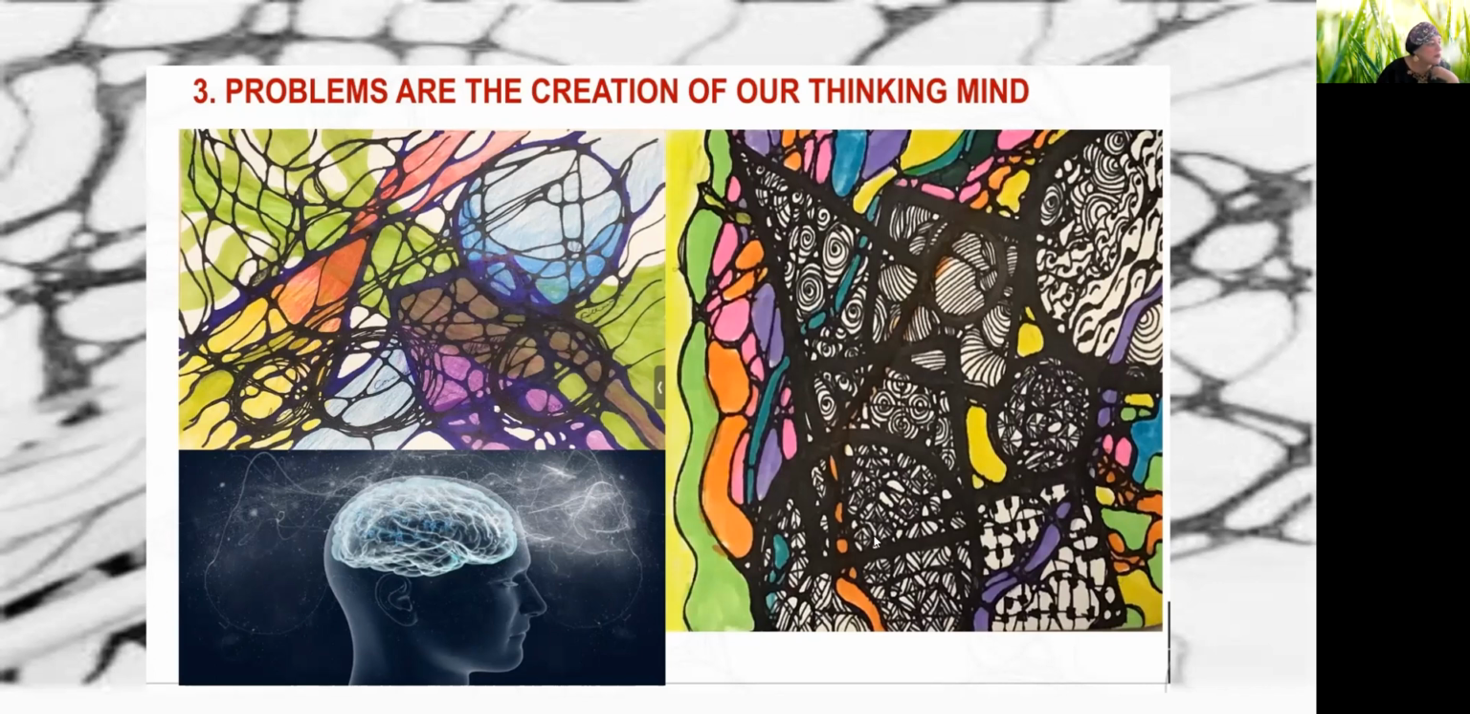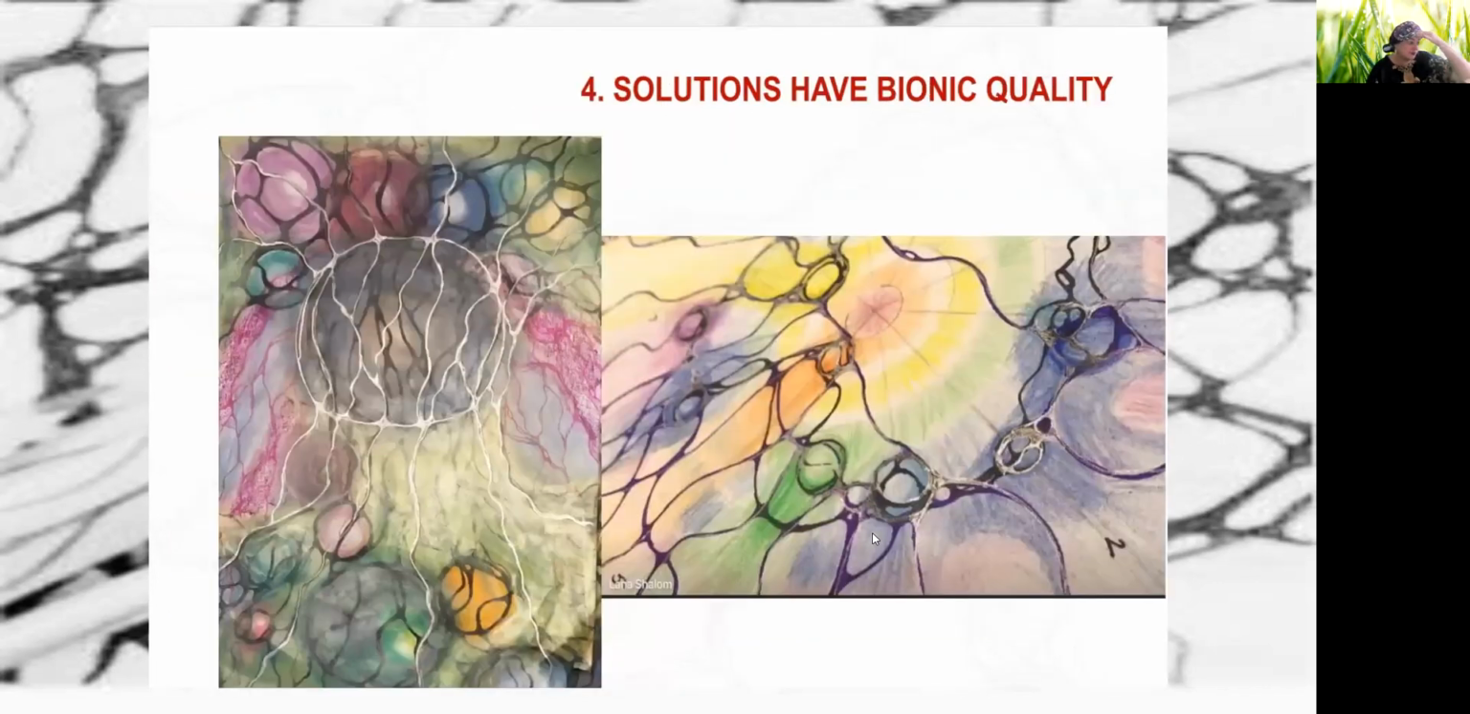Okay. And that will bring us to the next principle, which says solutions have bionic quality. Whatever we draw in NeuroGraphica, we start going toward the solution. We have a task, we have an issue in our mind that we're trying to not just get rid of, but we're trying to transform. We're trying to bring it to a positive solution.